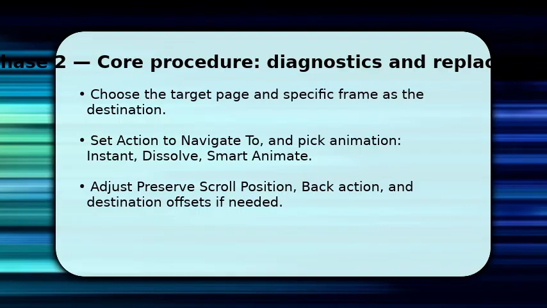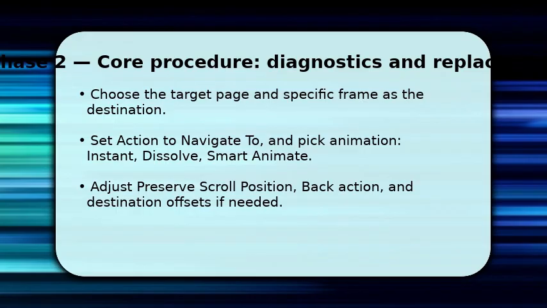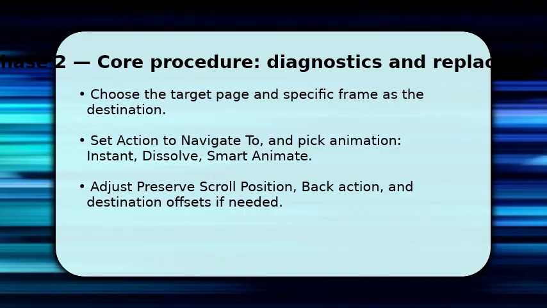If the destination is a different page, enable preserve scroll position only when you want continuity, otherwise deselect it. Make sure offsets align so content isn't clipped. Once configured, use the link icon to review connections. You can chain interactions for multi-step flows.